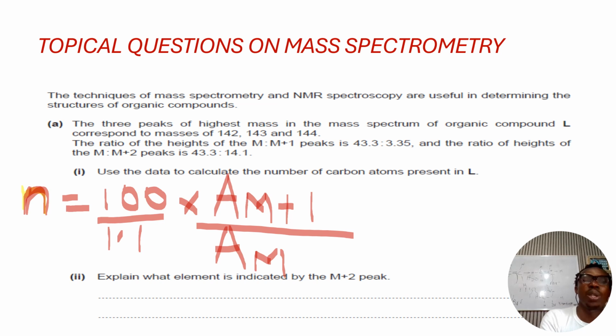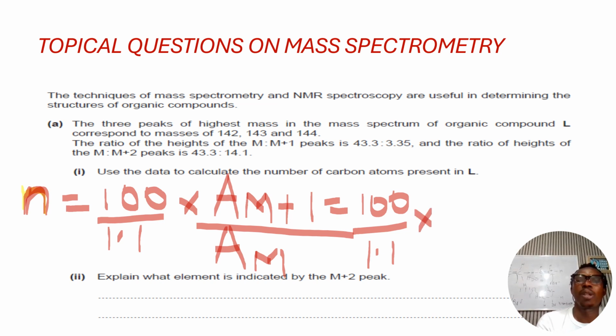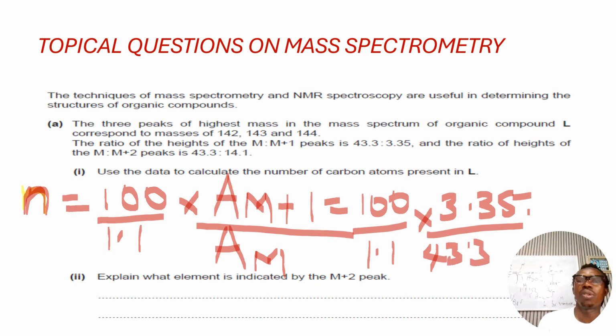So 100 over 1.1 times the abundance of the molecular ion plus 1 peak, which is 3.35, divided by the abundance of the molecular ion peak, which is 43.3. If you use your calculator, 100 times 3.35 divided by 1.1 times 43.3, you get approximately 7. So the number of carbon atoms N is equal to 7.